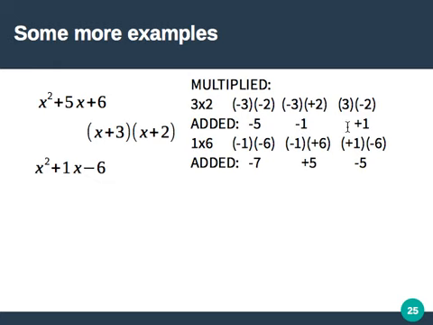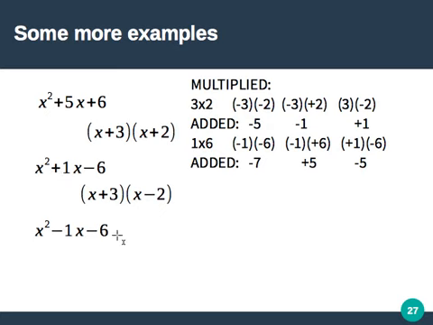This is going to be the good one. So that means the answer has to be this. That's going to be the factorization for this square trinomial, because when you multiply them, you get negative 6, and when you do positive 3 plus negative 2, you get positive 1. That's great. Let's go to the next one.